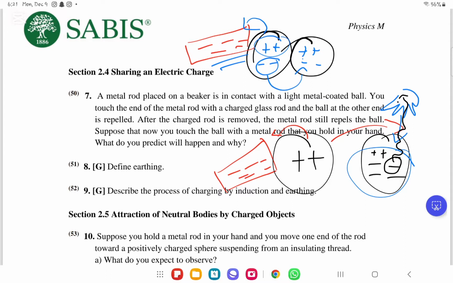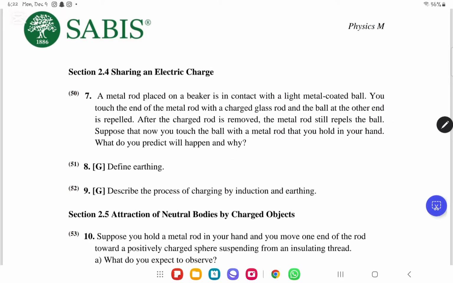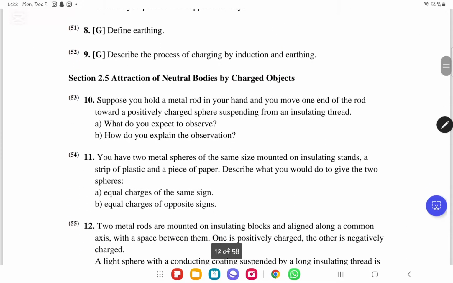Now, of course, if you're wearing shoes, shoes are made out of rubber, plastic, whatever some shoes are. It's going to prevent it from reaching the earth. But if you touch it and you are barefoot, it will reach the earth. Okay, so that is pretty much it for question number 7.